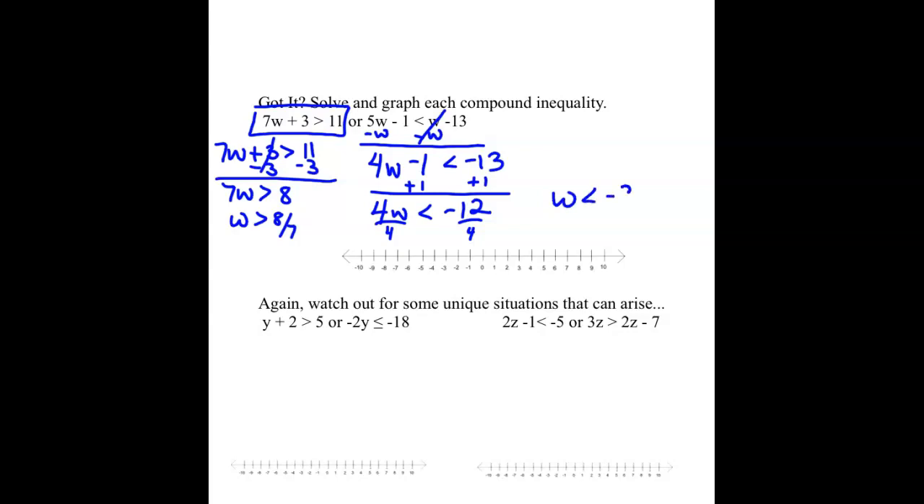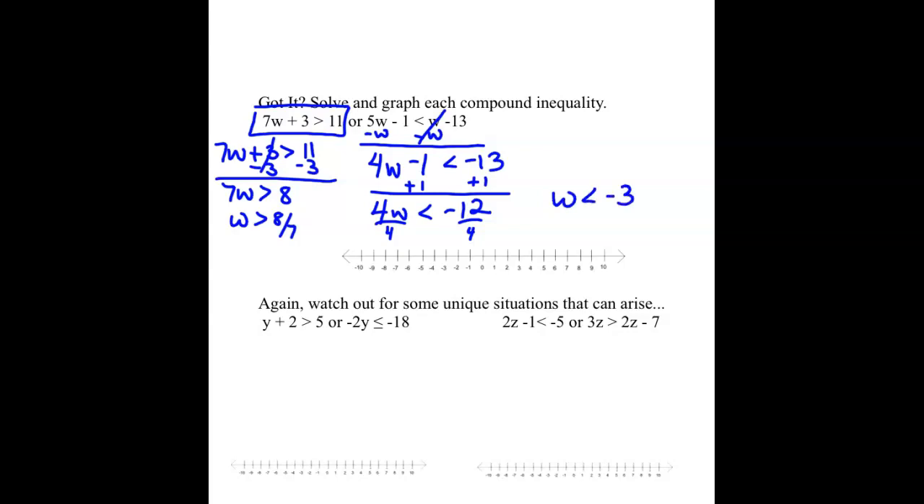For the next one, 5w minus 1 is less than w minus 13. I need to get my w's on the same side. So I'm going to subtract that w. And then I'm going to add the 1 to get my constants on the same side. 4w is less than negative 12. And then I'm going to divide out my 4. So I have w is less than negative 3.